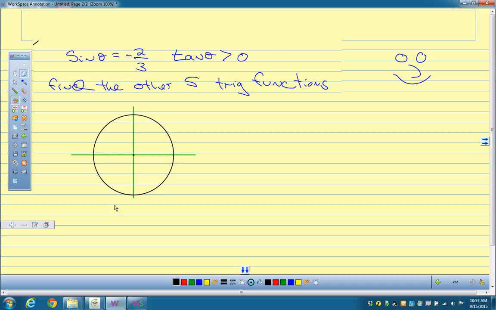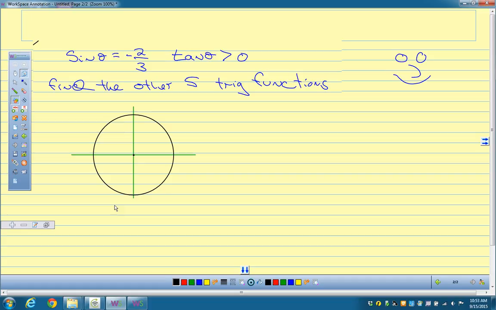And the first thing you have to figure out is which quadrant I'm in. So you have to figure out where is sine negative and tangent positive. Who can tell me which quadrant I'm in? Mitch? Yes? 3. How do you know it's 3? You're right.